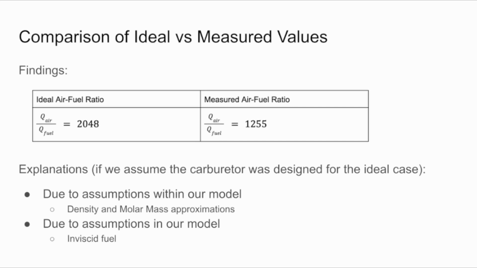Additionally, for our model itself, it was probably somewhat viscid for the fuel, which would have meant that due to a loss factor, the speed would have been slower, and so the flow rate would have been lower, and so the ratio here would have been a bit larger. And that's probably what we're seeing here.